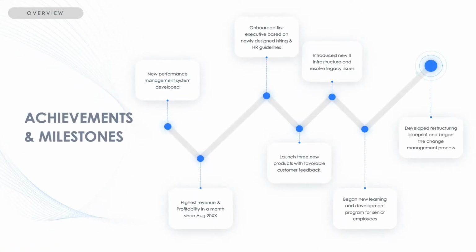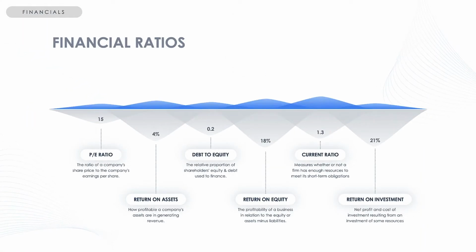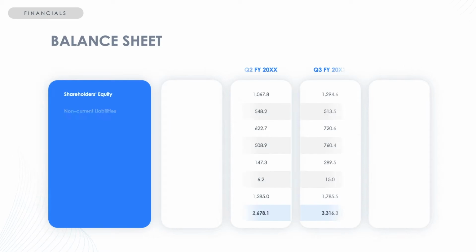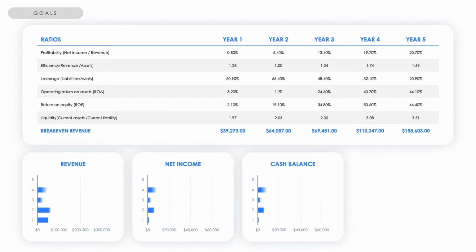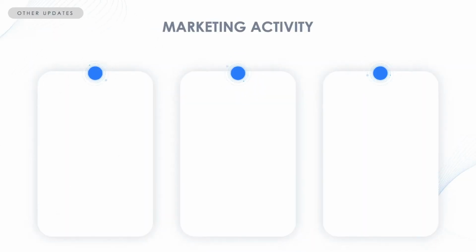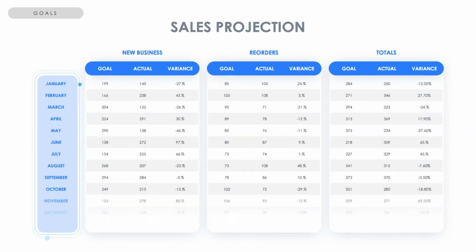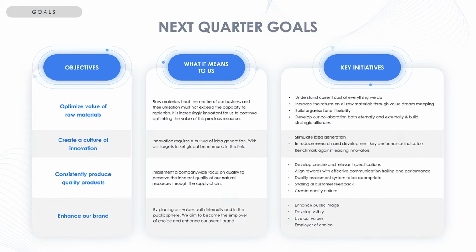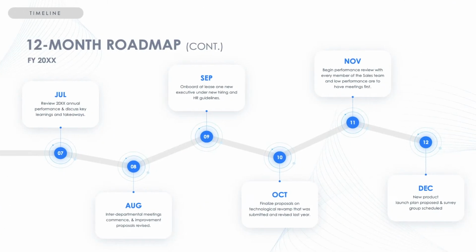Quarterly reports incorporate pages and pages of documents, so save hours of work with this completely customizable presentation. The template includes slides on achievements and milestones, financial ratios, balance sheet and cash flows, corporate impact, projections, executive summary, incomes versus expenses, marketing activity, sales projection, strategic goals, 12-month roadmap, and many more.